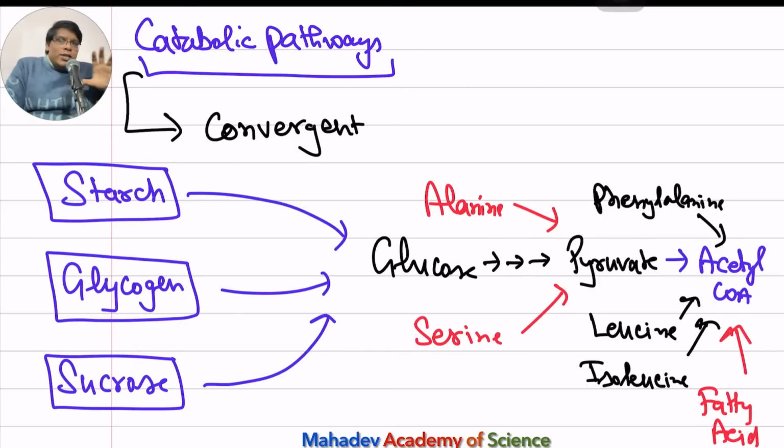So all these are catabolic reactions, and here what you are going to see, all these pathways finally converge into acetyl-CoA. They are leading to the synthesis of acetyl-CoA. So here what you are going to see, the catabolic pathways are convergent in nature.